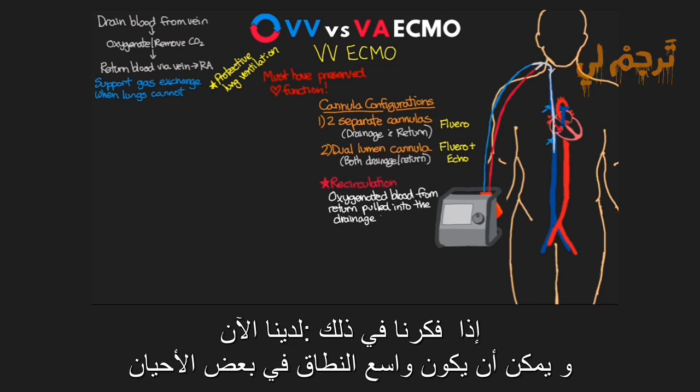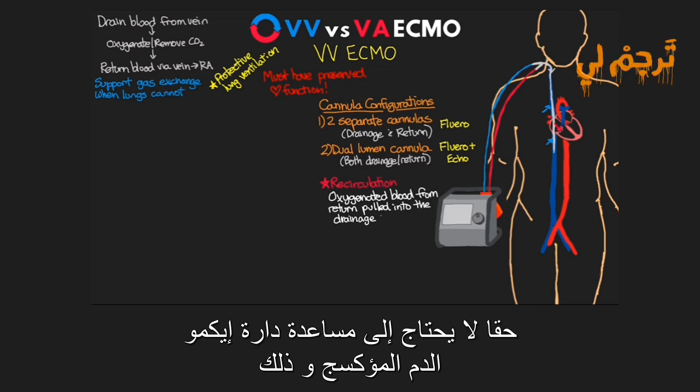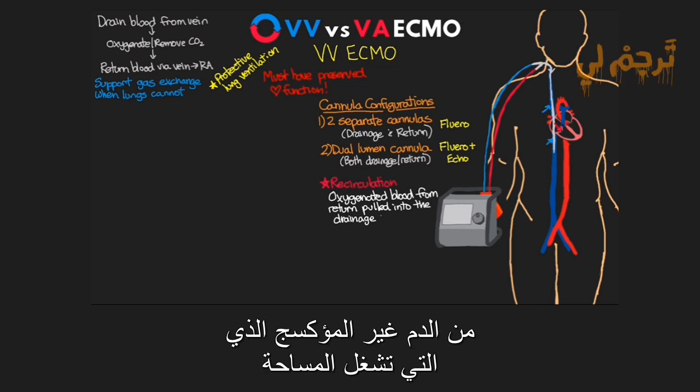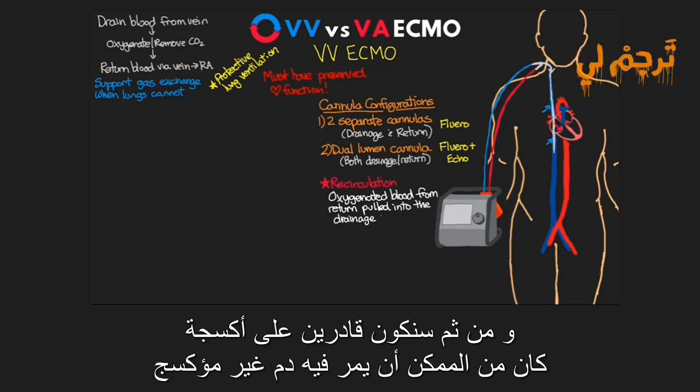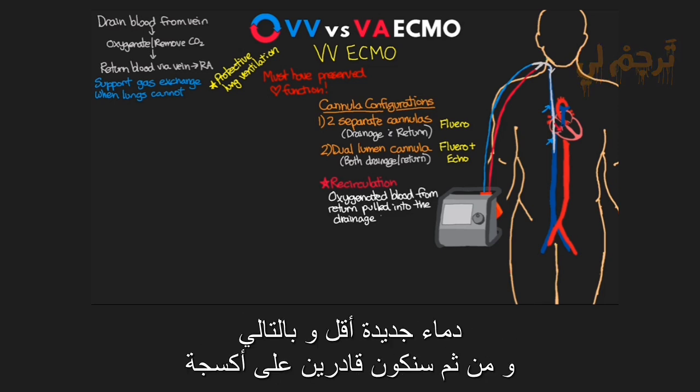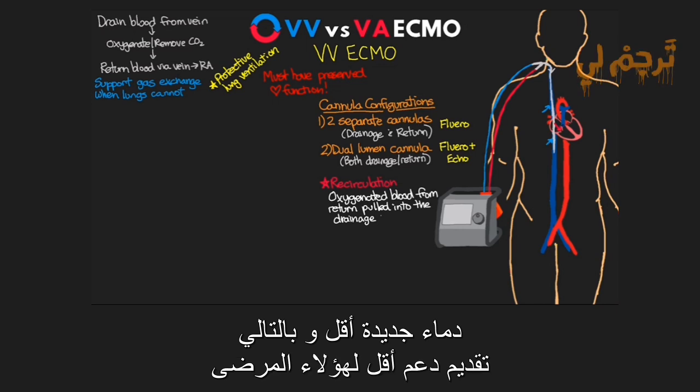If you think about it, we now have oxygenated blood that really doesn't need the help of the ECMO circuit that's taking up the space of deoxygenated blood that could be running through there. Hence, we're going to be able to oxygenate less new blood and really provide less support for these patients.